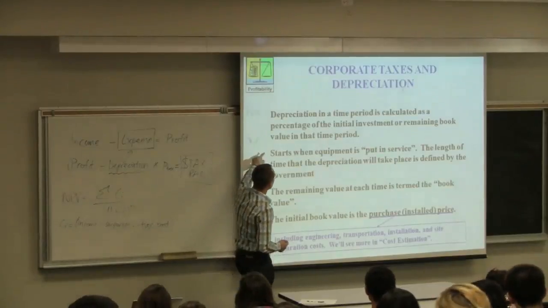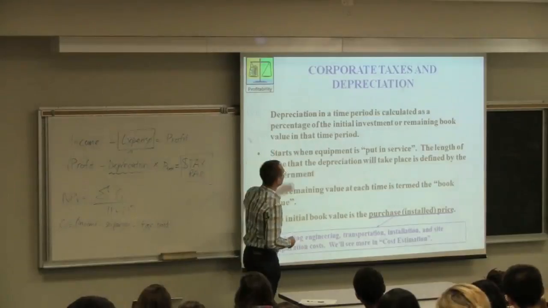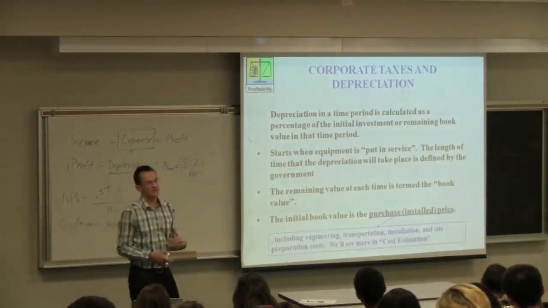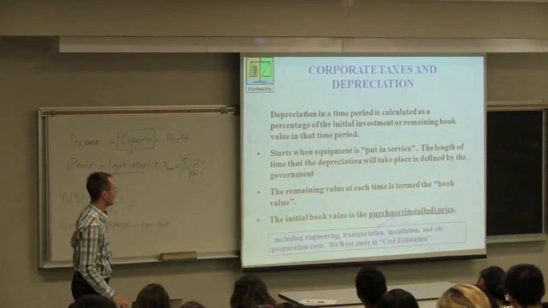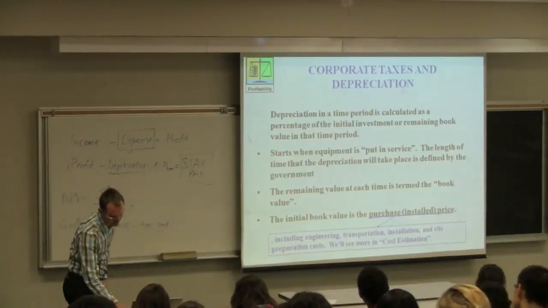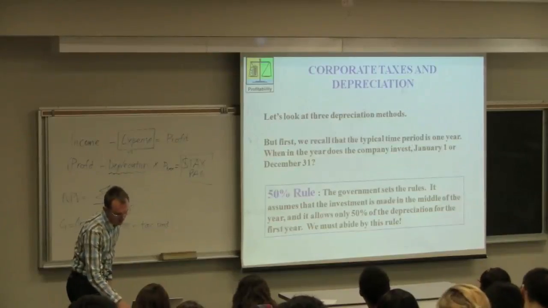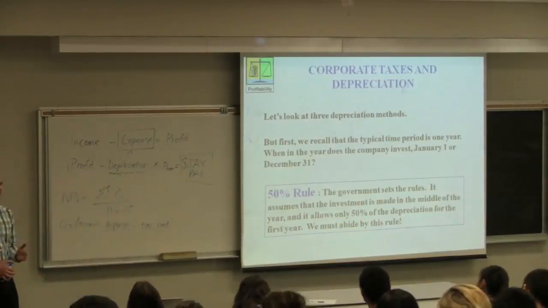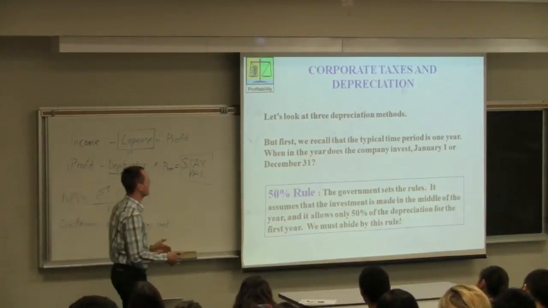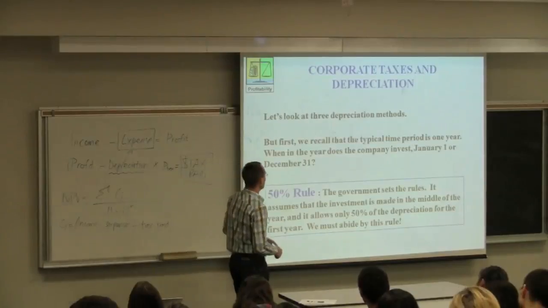So once we put it in service, we're going to calculate the time period over which we estimate this equipment will last, and then subtract that value off of it on a declining basis. Before we get to that, there's one other rule we have to bear in mind. This applies both in the United States and Canada.